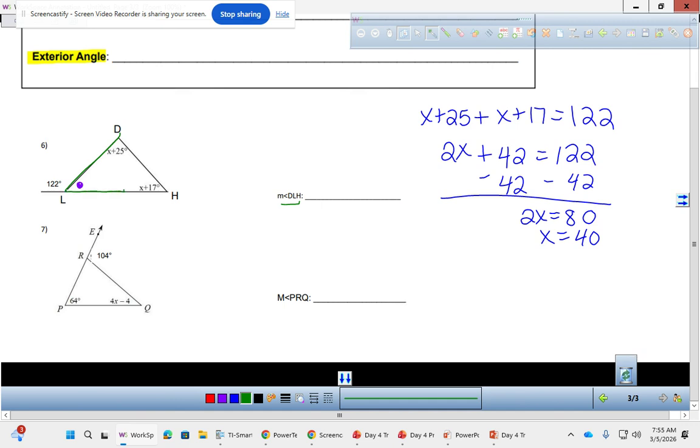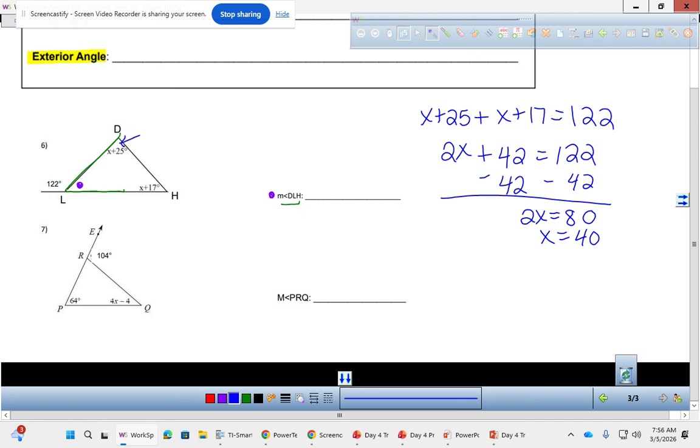DLH. DLH is the purple dot. Do you see that? What do you think I'd need to do to find that purple dot? Plug in x for D and H and then subtract by 1.